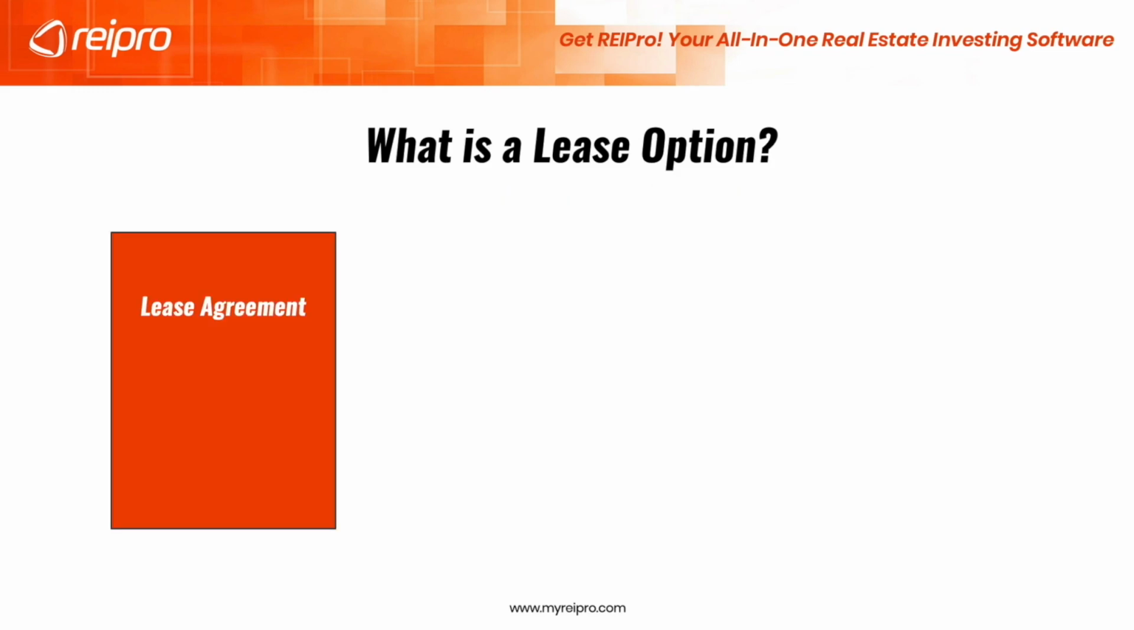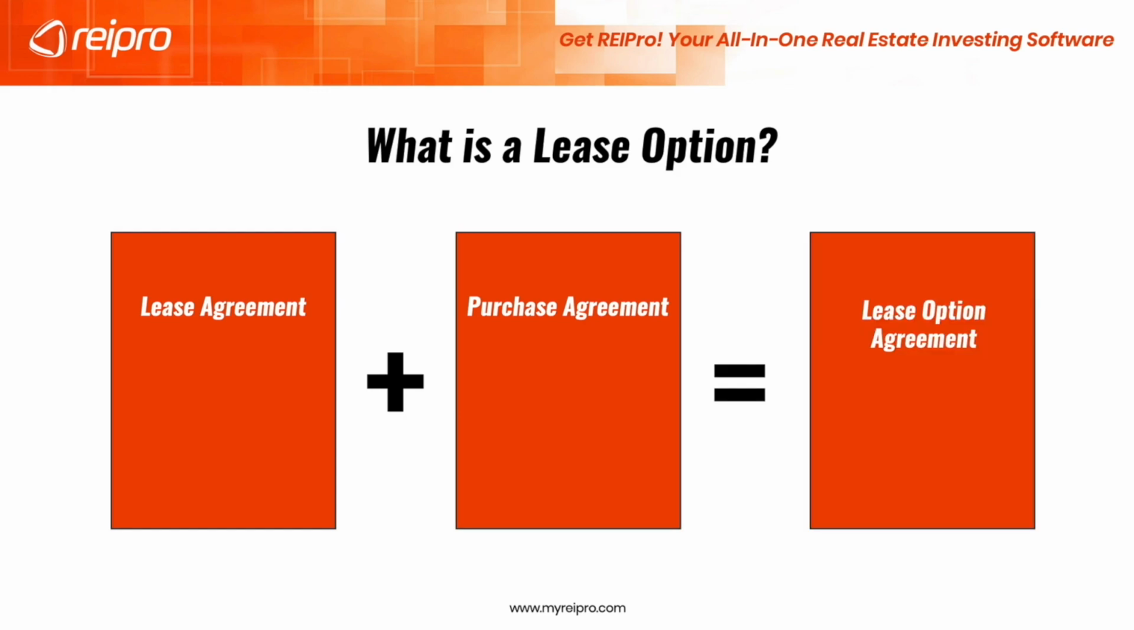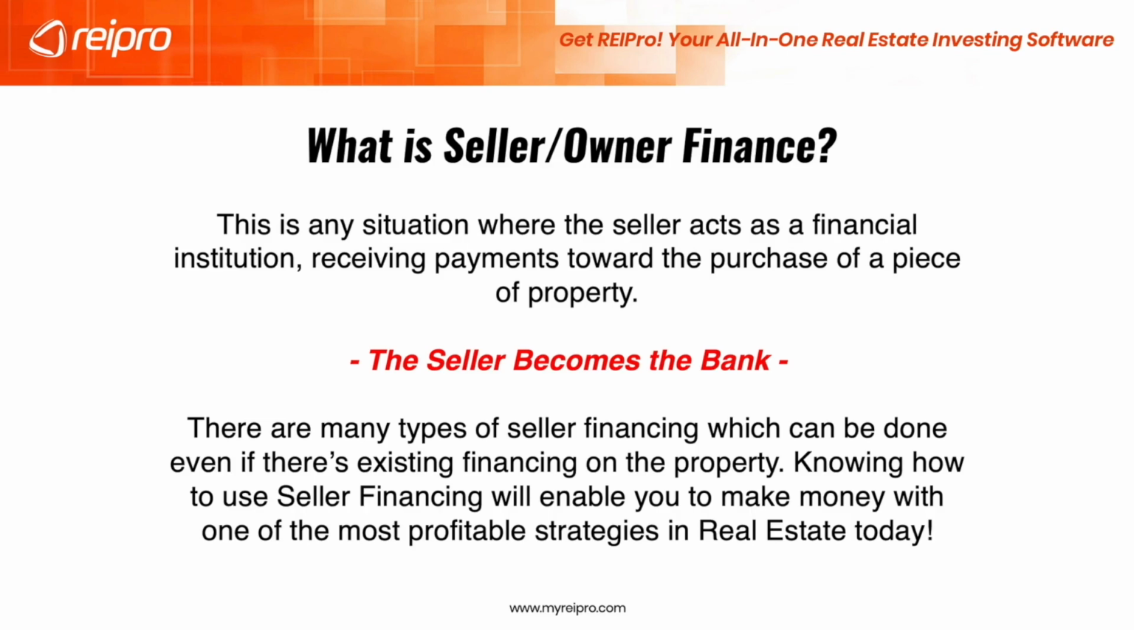So to keep it simple, you have a lease agreement, so you're just leasing the property. You also have what's called a purchase agreement, giving you the option to purchase this property on or before the end of that agreement. If you combine the two together, you now have what's called a lease option agreement. So what is seller or owner finance?